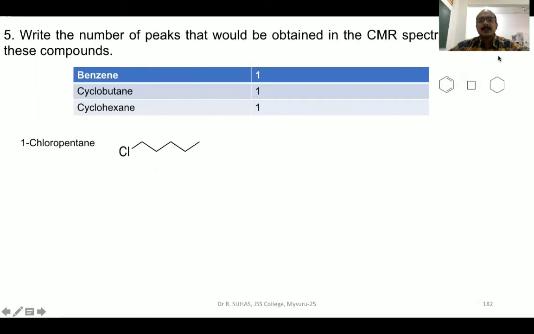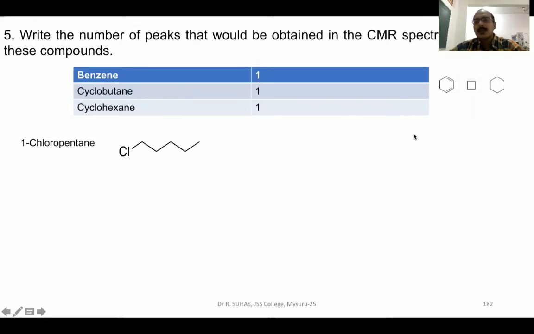Next problem: write the number of peaks that would be obtained in the CMR spectrum of each of these compounds. So it is more or less a kind of second problem, but in a different way. The first question is benzene. We know that in benzene, all the carbons are present in the same environment. So it is giving only 1 peak.